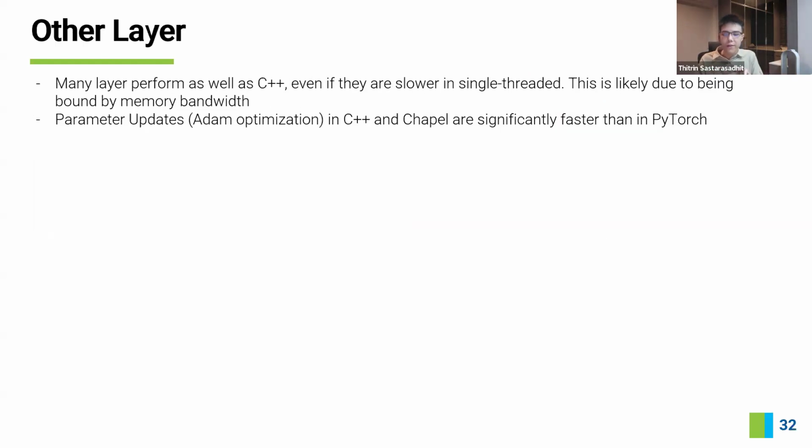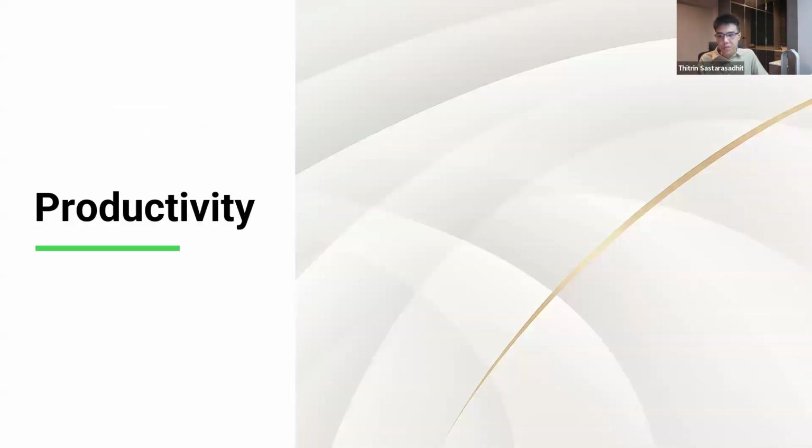The other layers work fine. Some calculations show that Chapel is slower than C++ in single thread. It came to be similar, I think, because memory bandwidth is now the bottleneck. Now for the parameter mapping, it is already good in single thread, and it's even better in multi-thread.